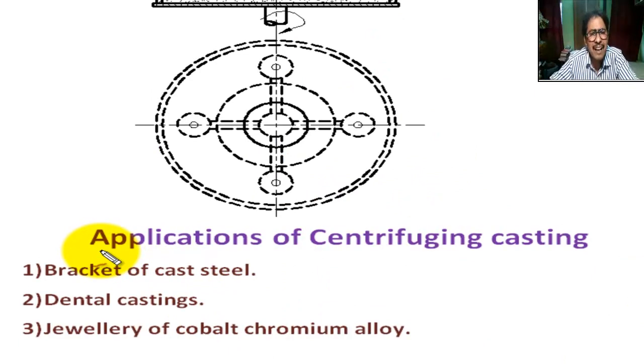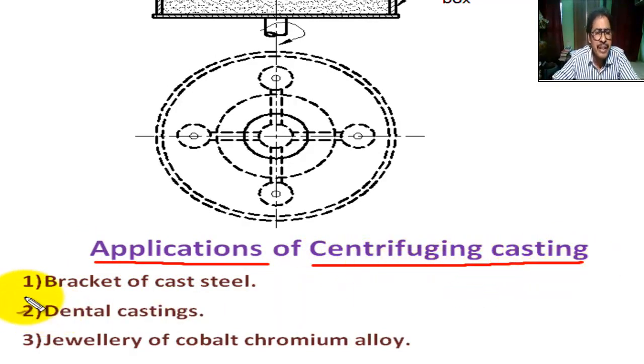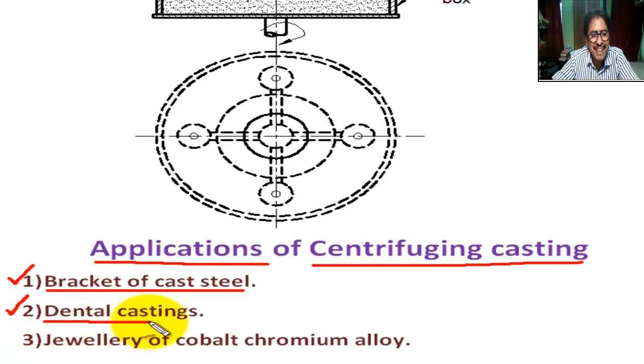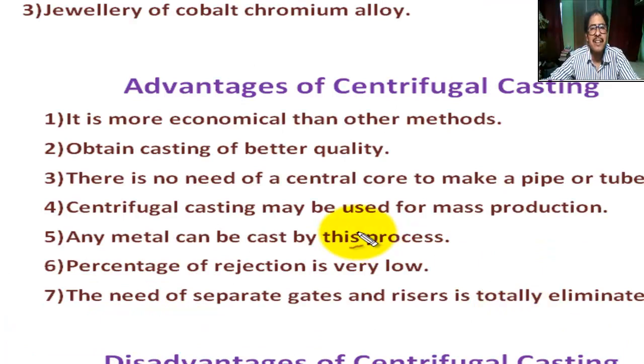Now, what is the application of centrifuging casting? Number 1, buckets of cast iron. Number 2, dental casting, very interesting. Number 3, jewelry of cobalt chromium alloy.